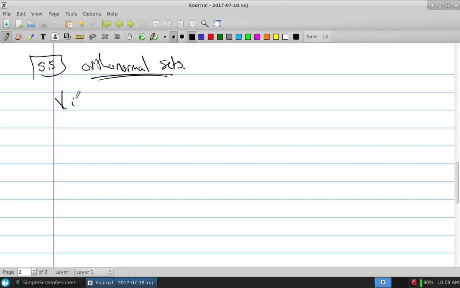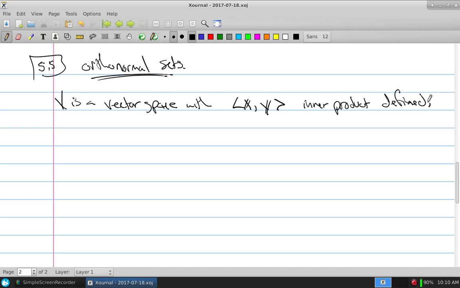So we have V is a vector space with an inner product defined.